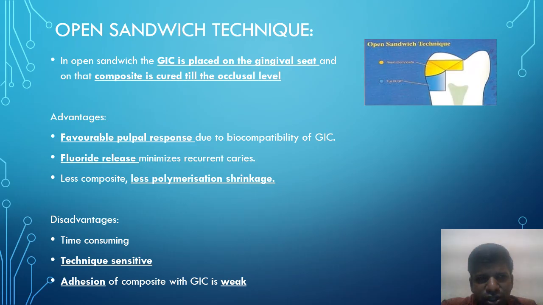Coming to open sandwich technique. In open sandwich, the GIC is placed on the gingival seat and on that composite is cured till the occlusal level. Advantages are a favorable pulpal response is achieved due to biocompatibility of GIC. Fluoride release minimizes recurrent caries, and less amount of composite is used, so there will be less polymerization shrinkage.